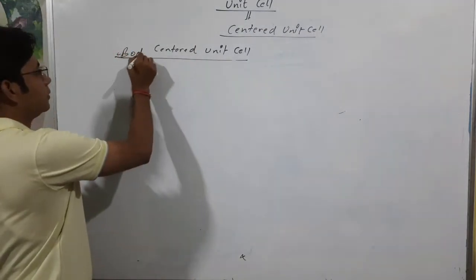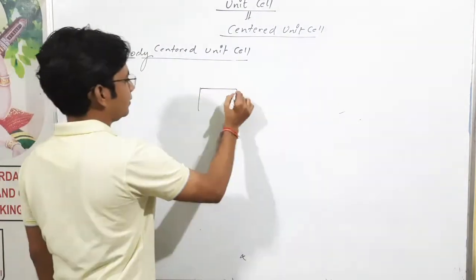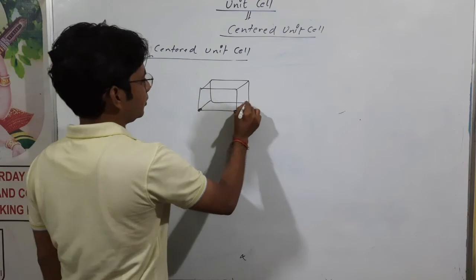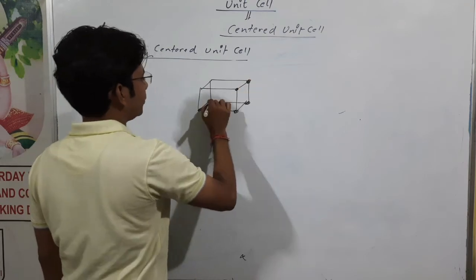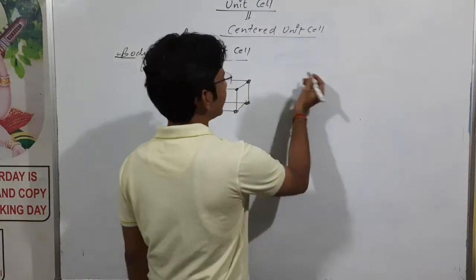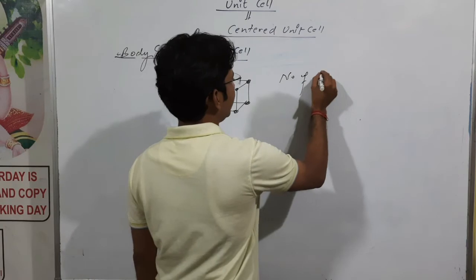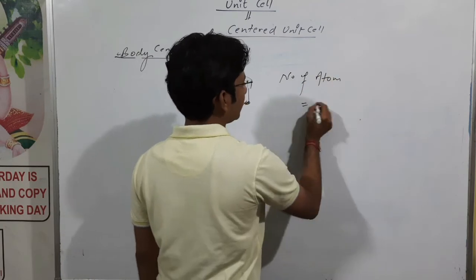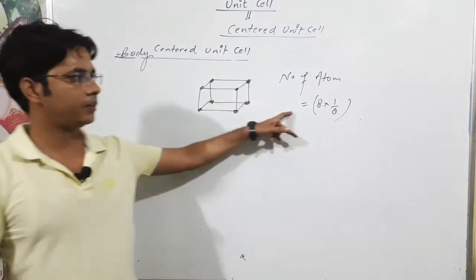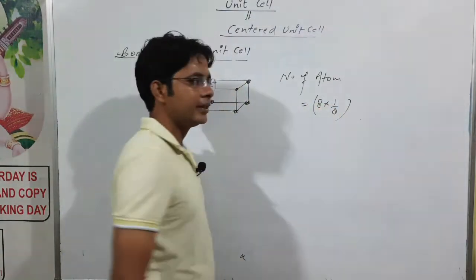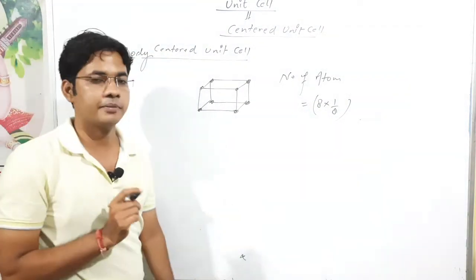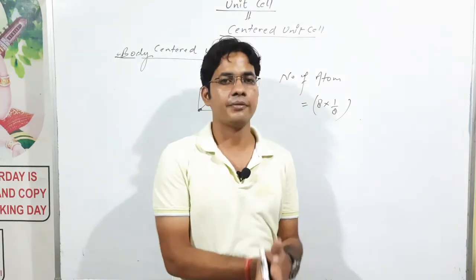In case of the body centered unit cell, the atom is present at the corner, similar to the room where you are sitting. So the number of atoms, as usual, will be equal to 8 into 1 by 8 from the corner. And initially I told you that 8 into 1 by 8 is the basic, the primitive, and we will use it in every unit cell. Now it is the body centered. Body centered means exactly in the center of the object.